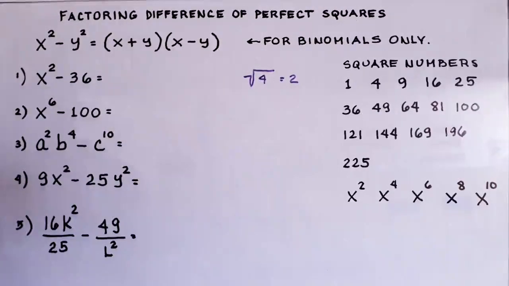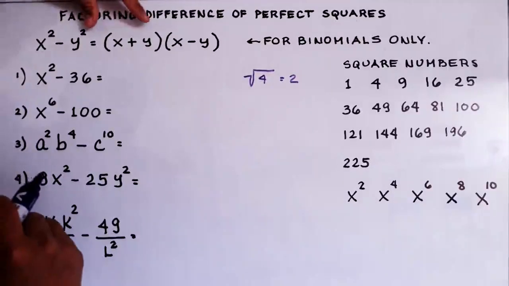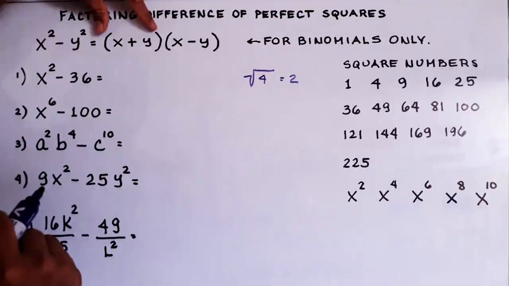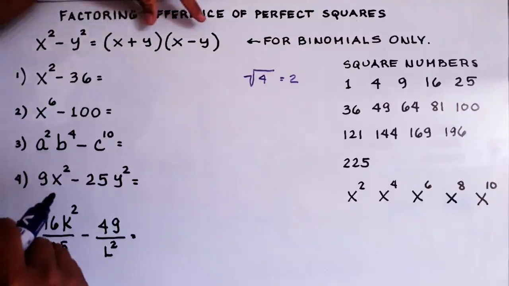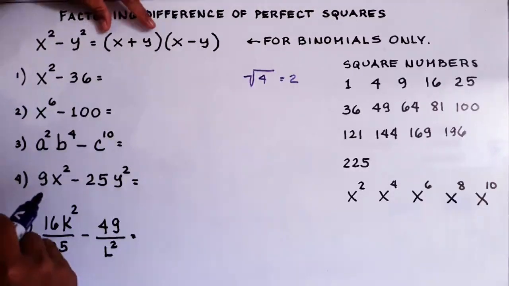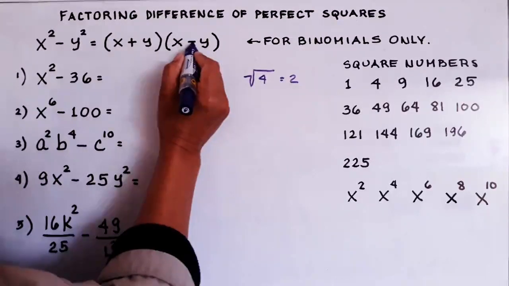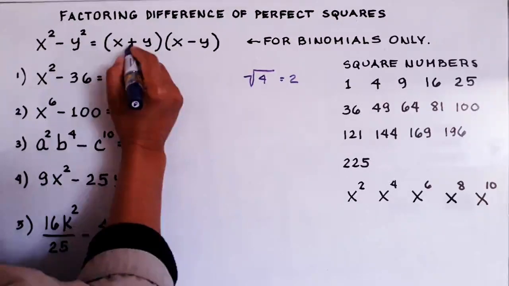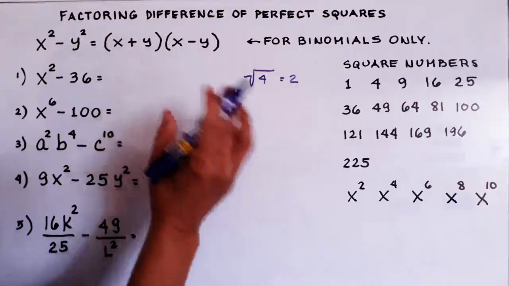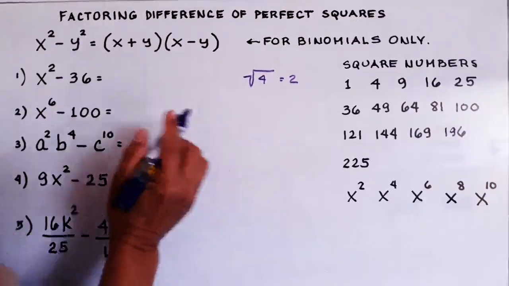So how do we use the difference of perfect squares factoring? We have two factors here, the first factor and the second factor. This one is plus, this one is minus, or this one is minus, this one is plus. It's also correct.